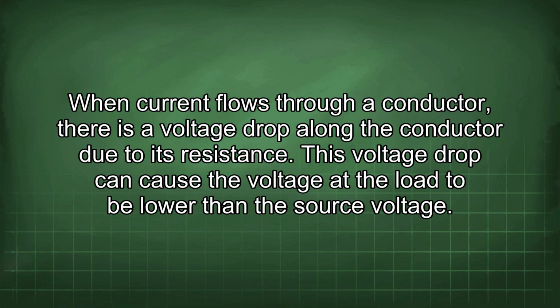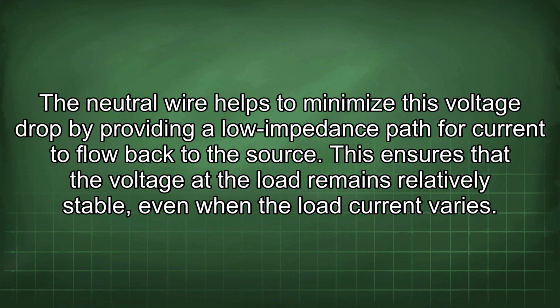When current flows through a conductor, there is a voltage drop along the conductor due to its resistance. This voltage drop can cause the voltage at the load to be lower than the source voltage. The neutral wire helps to minimize this voltage drop by providing a lower impedance path for current to flow back to the source. This ensures that the voltage at the load remains relatively stable, even when the load current varies.